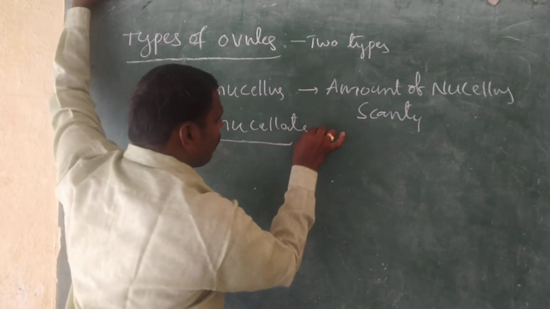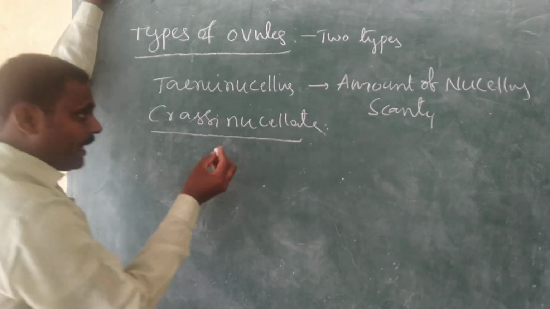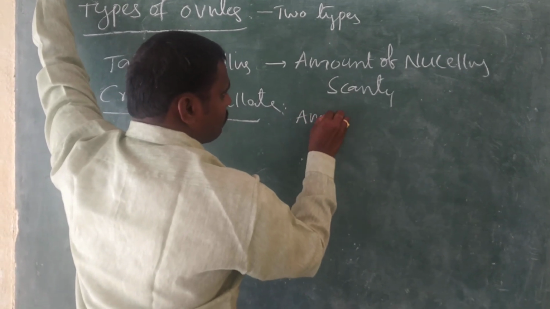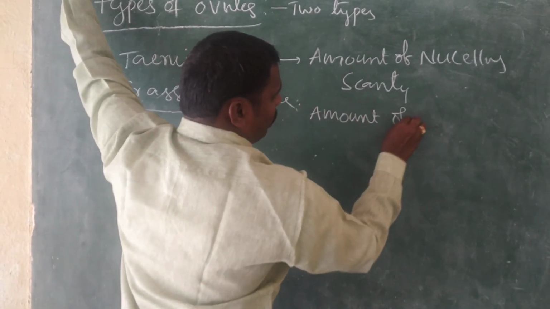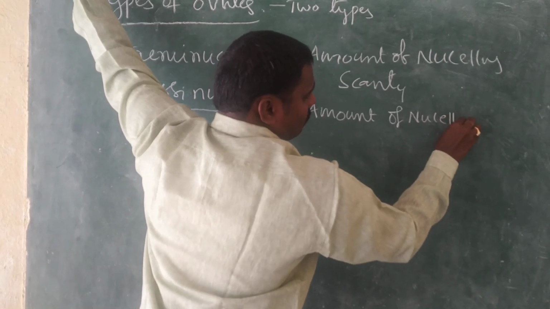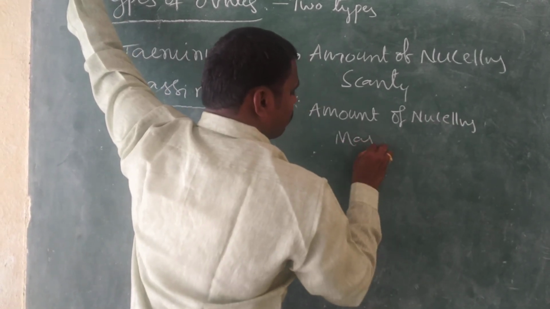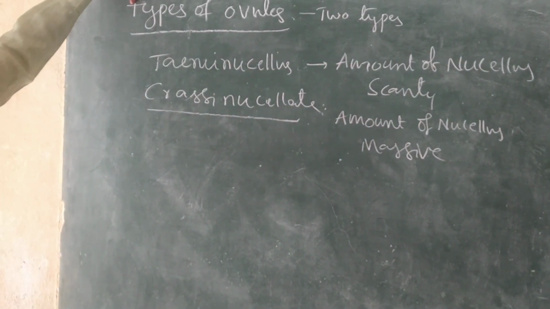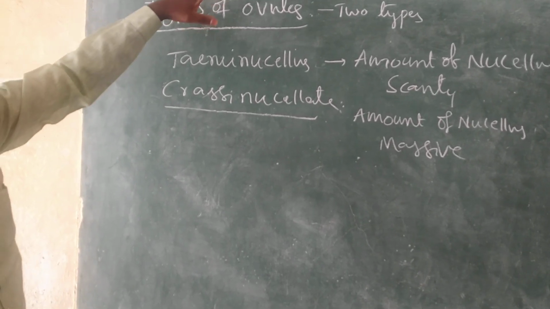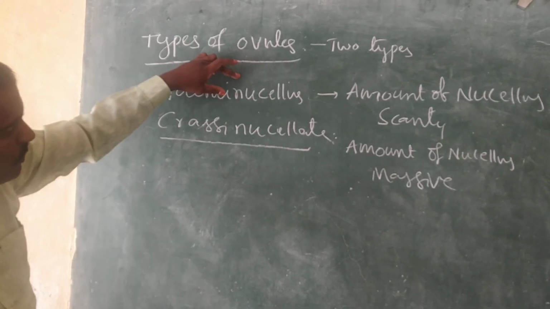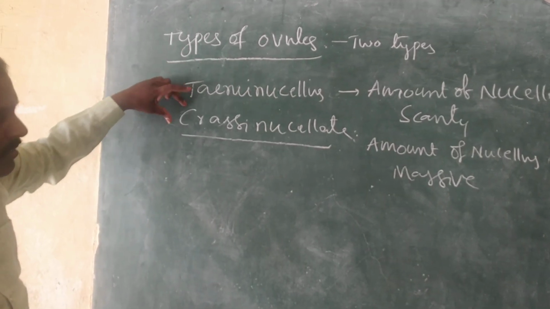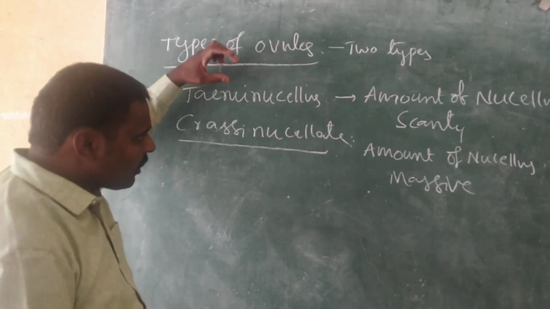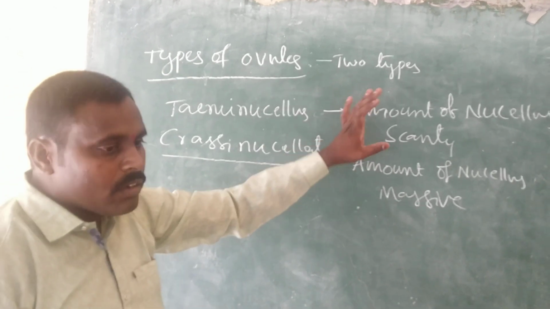The second one is crossinucellate. In this type of ovules, the amount of nucellus is massive. That means more amount of the nucellus is present. Types of ovules based on the amount of nucellus: there are two types of ovules. The first one is teninucellate or teninucellus ovules, and the second one is crassinucellate. In case of teninucellus, the amount of nucellus is scanty. In case of crassinucellate, the amount of nucellus is massive.